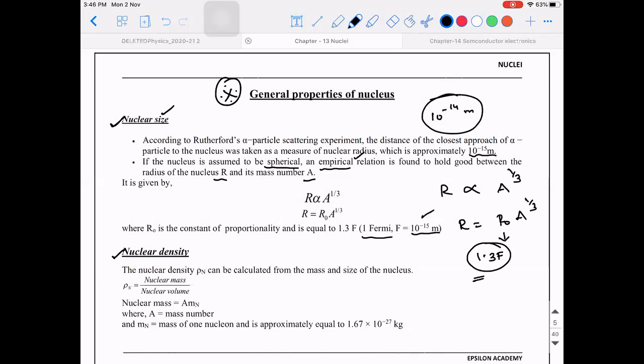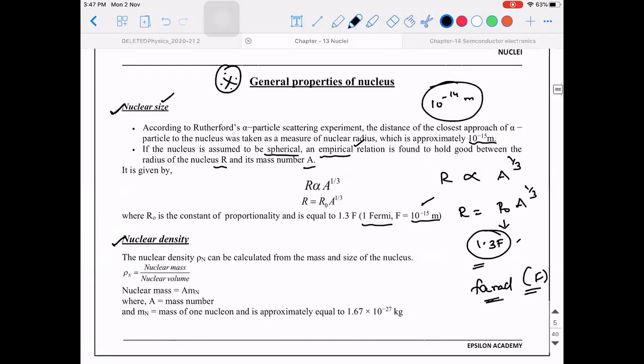Don't get confused between this and farad. Farad is used in the concept of capacitors. Here we are talking about the nuclear size. So that is the first general property of a nucleus. I hope it is clear. Right? So I want you all to please make a note of it. Done? Yes, sir.